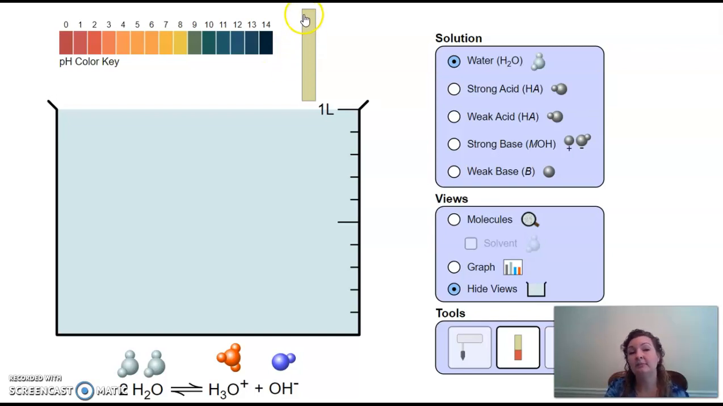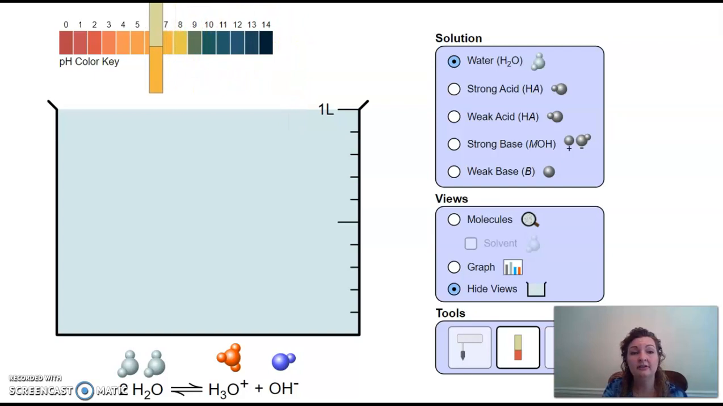And then I have a piece of pH paper. When I stick this pH paper inside of my substance, it's going to turn one of these colors, and it lets me know what the pH is for that substance. So I can tell, is it acidic, basic, or neutral? So I'm going to go ahead and stick it in, and then I can match it up.